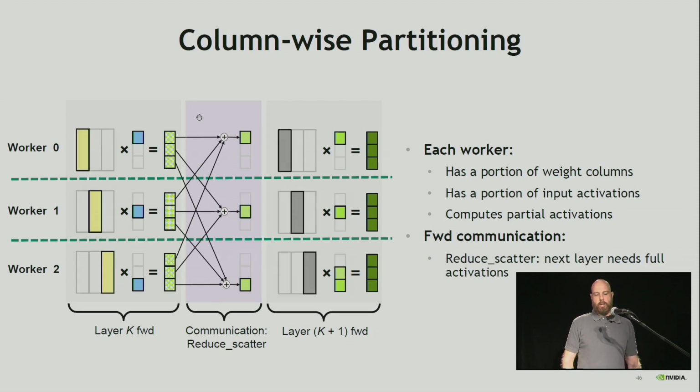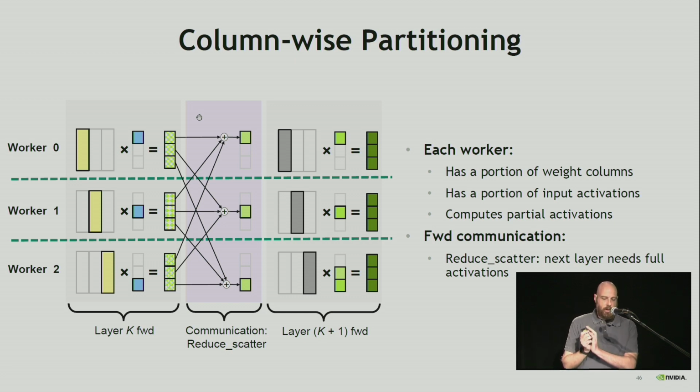Column-wise partitioning does just the opposite. So now each worker here gets a third of the columns of the weight matrix. Those are shown in yellow here on the very left. And now you'll see that for the blue, which is the input activations, we no longer have all of those activations. We have only a portion of them that are needed here. So worker 0 will take its fraction of yellow columns, take its fraction of blue rows, multiply those together, and produce the green output activation matrix.